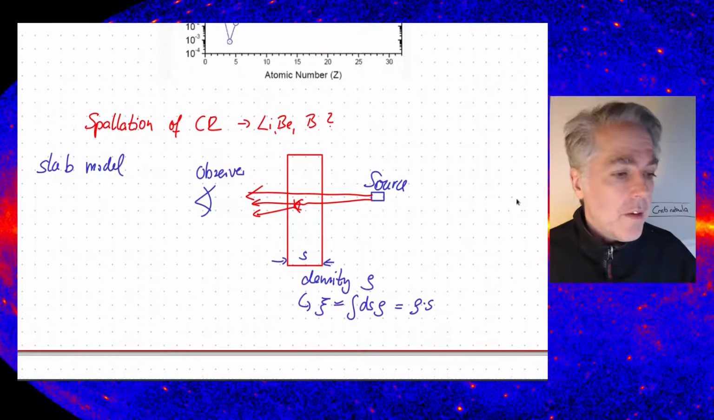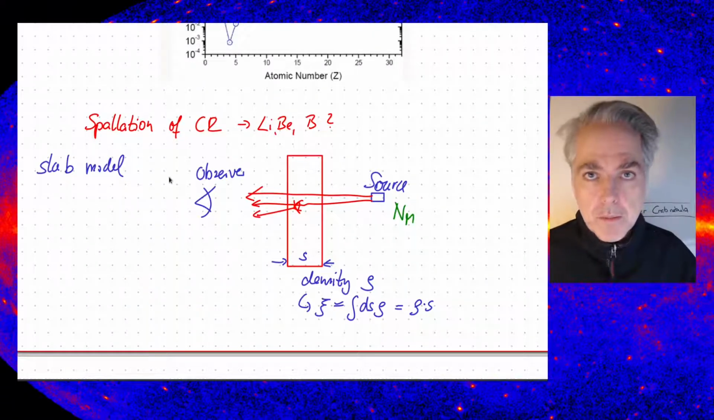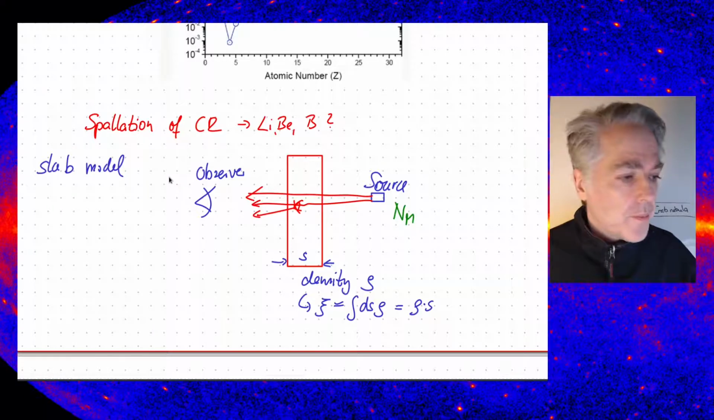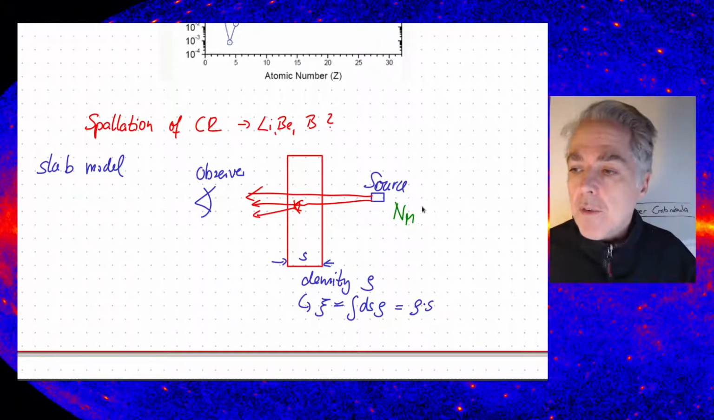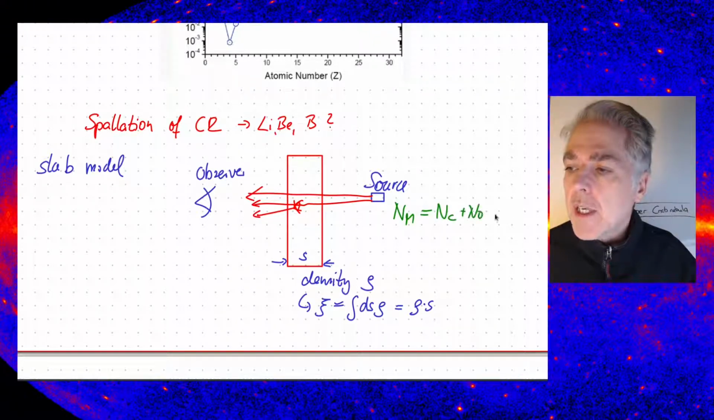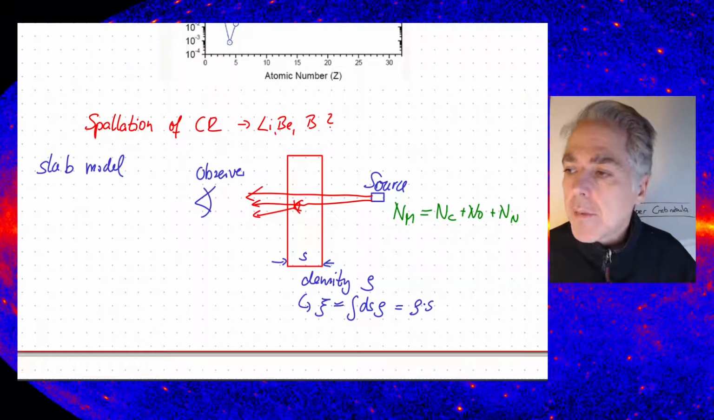So let's assume we have a number density Nm that we start out with, that's produced and emitted by the source. And let's ask ourselves now what's going to be observable for us. So Nm, as a matter of fact, should be then N carbon plus N oxygen plus N nitrogen. N could be a density, it could also be an absolute number, it doesn't really matter. Let's assume it's an absolute number of particles that we inject.